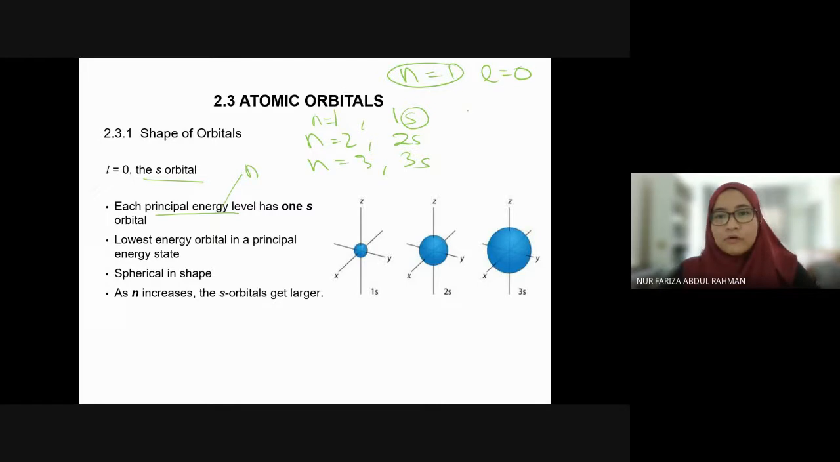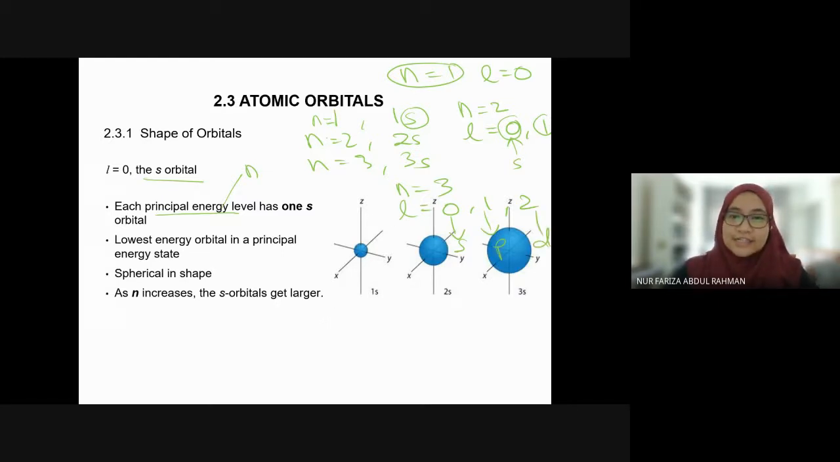How about n equal to 2? If n is equal to 2, L will be 0 and 1. That means it still has the s orbital, and then it has p. But p starts at n equal to 2, not n equal to 1. The same goes for n equal to 3: L will be 0, 1, 2, so we have s, p, and d. Here we can conclude that for each principal energy level, we have one s orbital.